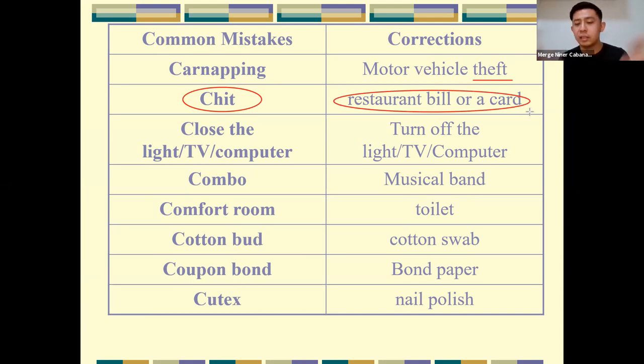Okay, close the light. This is very easy. Turn off the light, turn off the TV, turn off the computer. Combo. Okay, combo, especially during funerals, especially during the last night of the funeral. Sabi ng mga kapitbahay, huling gabi na daw ah. Andiyan na ba yung combo? All right, so that's wrong. Combo means combination. But, you know, Filipino terms refer to it as musicians. So we do not use the word combo here. We refer to it as musical band, okay?